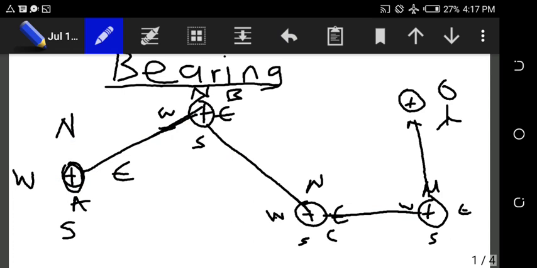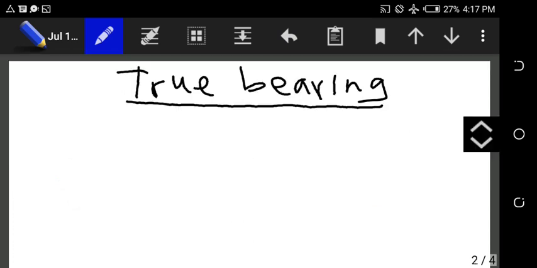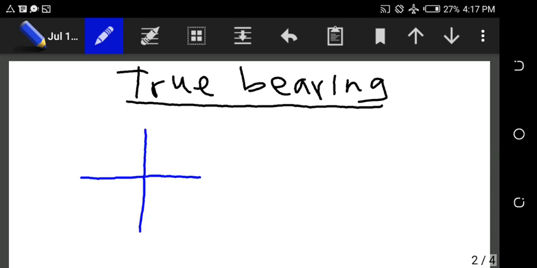The first type of bearing I want to look at is the true bearing. Now true bearing makes reference only to the cardinal points. You have the 4 cardinal points: the north, the east, the south, and the west. And the true bearing makes its reference point from the north, so you always make a reference from the north. What that means is, the true bearing also always has 3 digits.